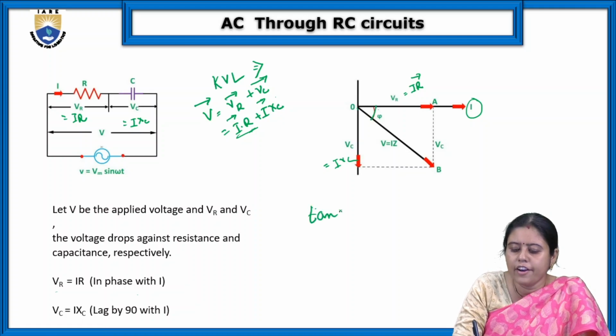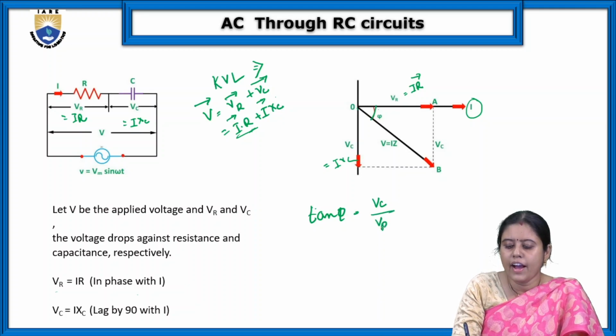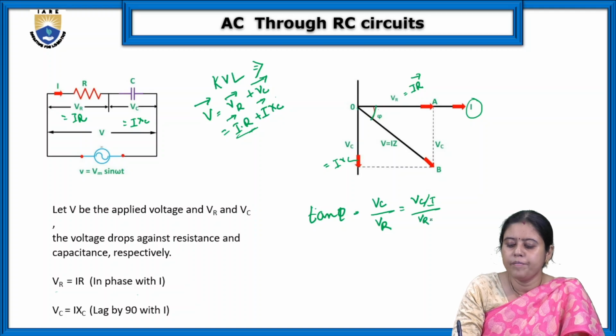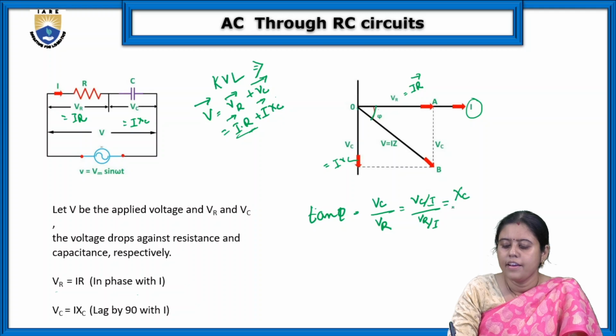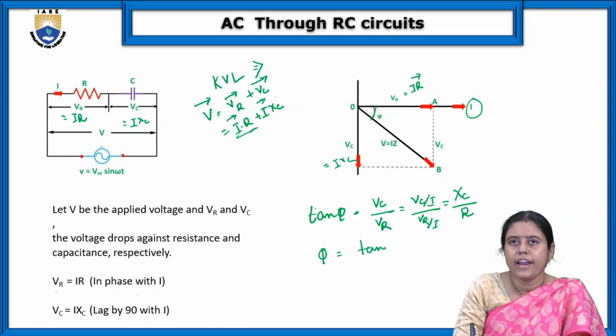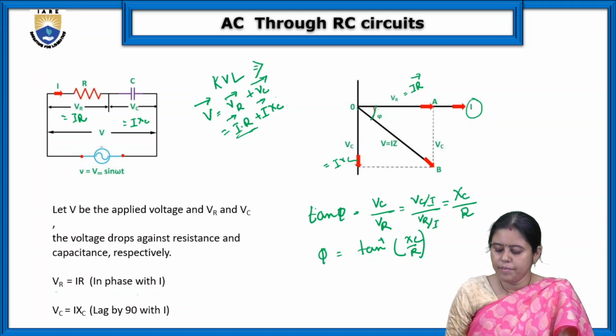Phase angle tan phi. Tan phi is equal to, we can write, VC by VR. If we divide the up and down by I, VC by I and VR by I, so what is this? It is XC by R. So what is phi? Phi is equal to tan inverse XC by R.